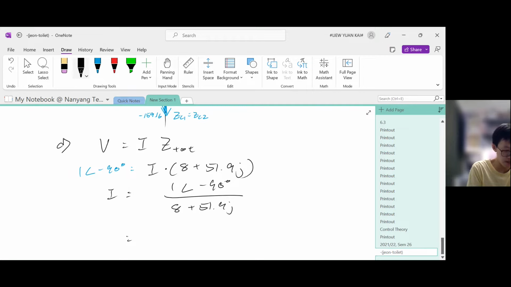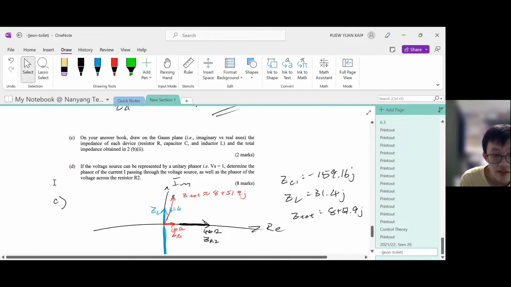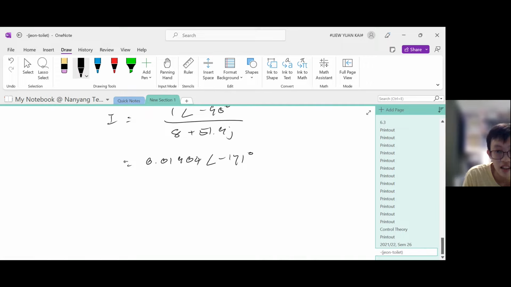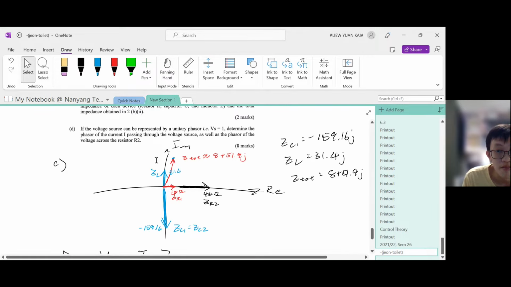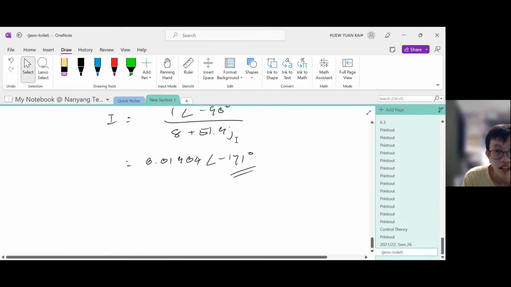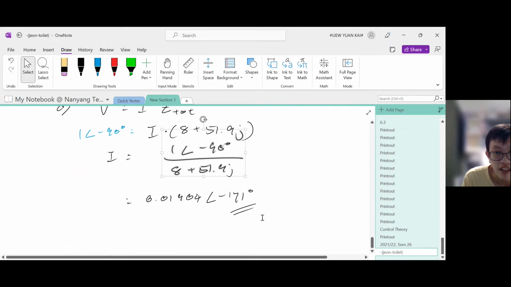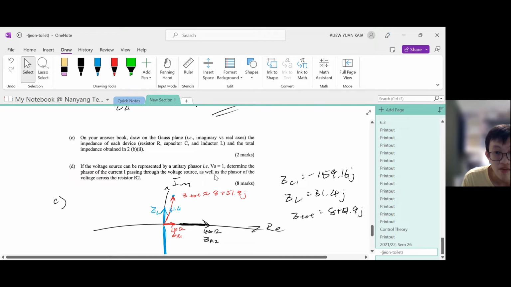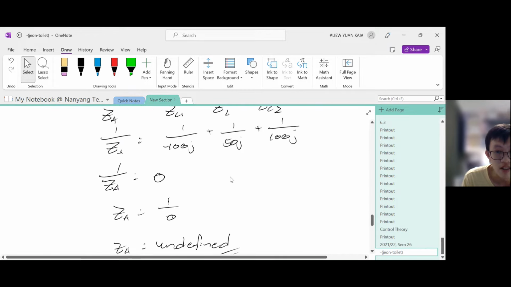So let me just change this to polar form. You should get this at an angle of negative 171 degrees. Did they ask for phasor or time domain? They asked for a phasor, so I can just leave it as that, like this. So punch this into your calculator and then convert it to polar form, you should get this. As well as the phasor of the voltage across R2.